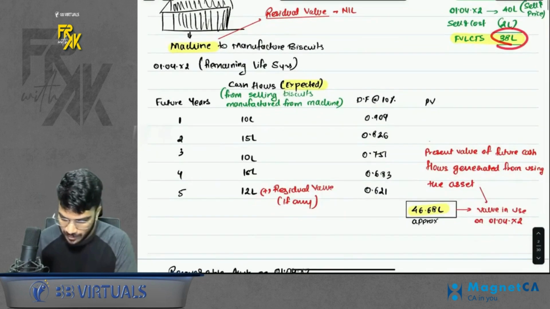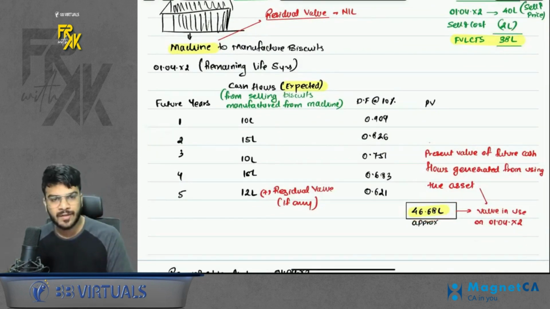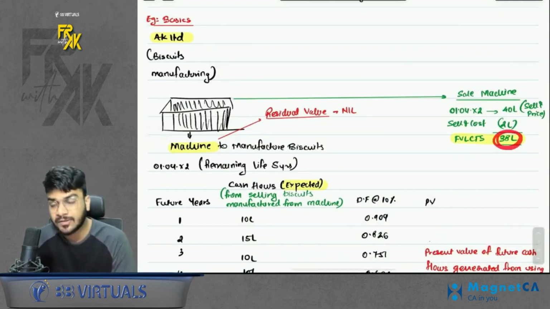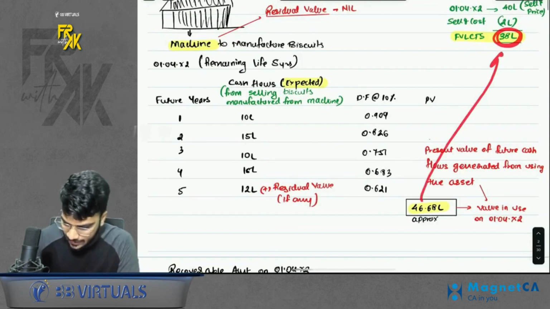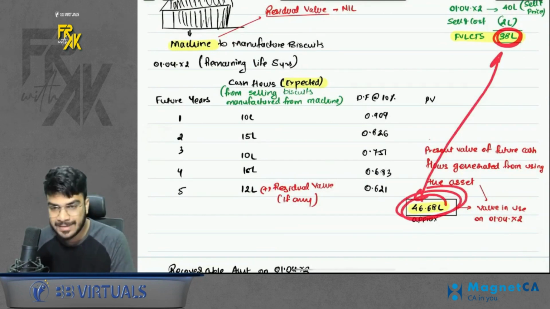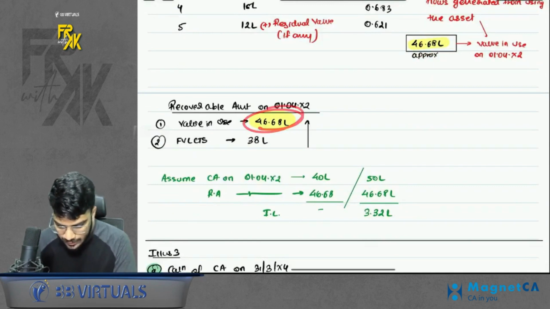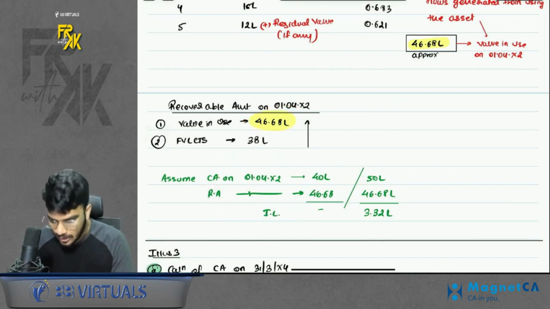So let's say, for example, my value in use, if I use the asset for another 5 years, in present value terms I am going to derive a benefit of 46.68 lakhs, but if I sell it I will derive a benefit of 38 lakhs. Whichever is higher, the recoverable amount is going to be 46.68 lakhs. So I have given one example also. Assume a carrying amount of 40 lakhs and a recoverable amount of 46.68 lakhs.